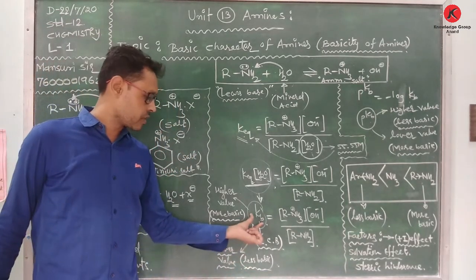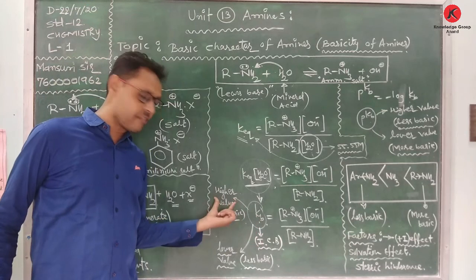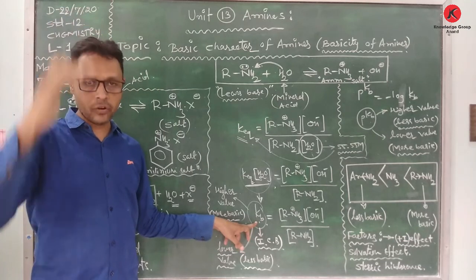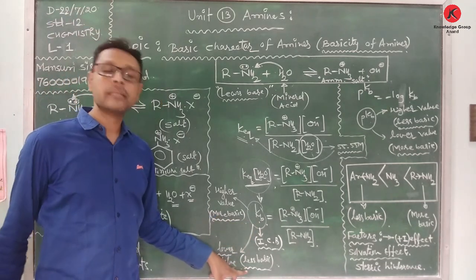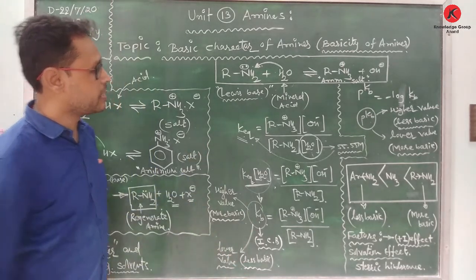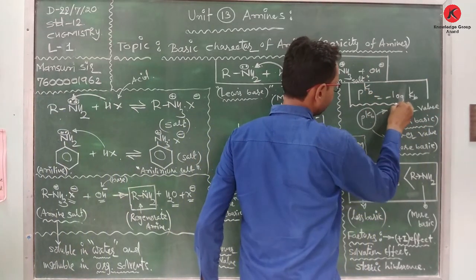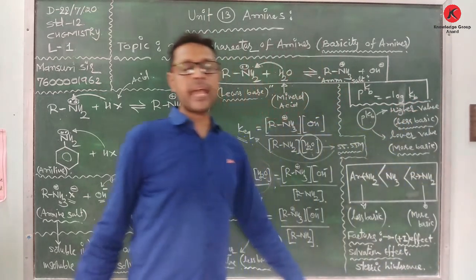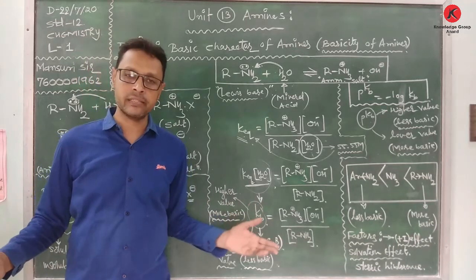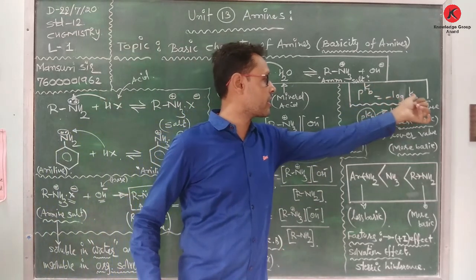Further, if Kb has a higher value, it expresses a more basic substance, and if the Kb value is lower, it expresses that the bases are less basic. Okay, so we are going further. pKb. Now as you know and studied in 11th science, pH is minus log of H plus, pOH is minus log of OH minus. Similarly, pKb is minus log Kb.